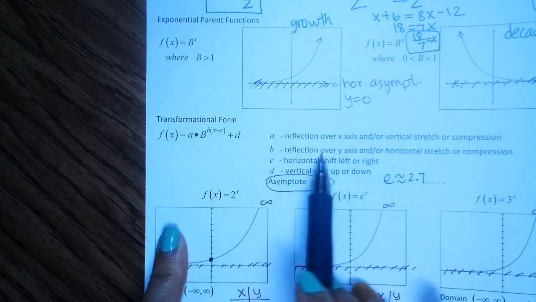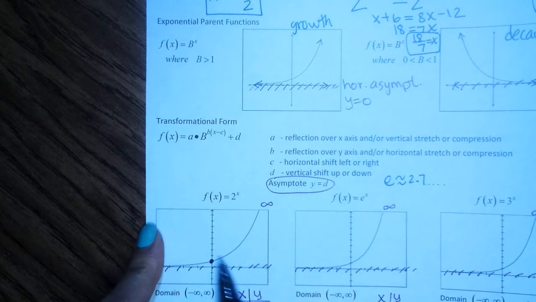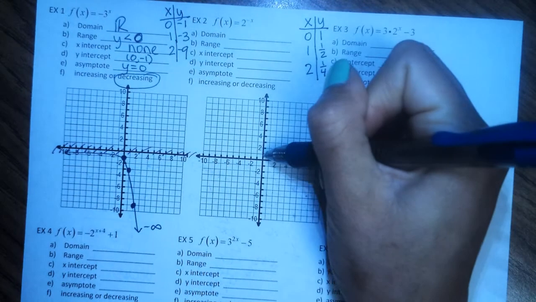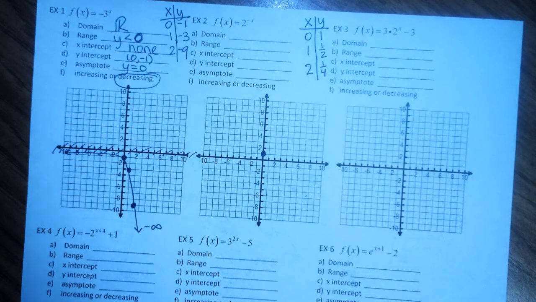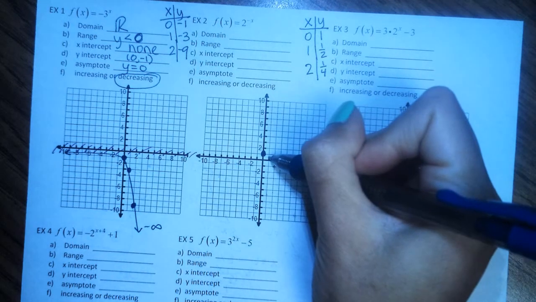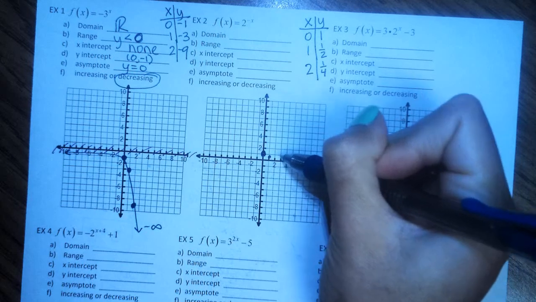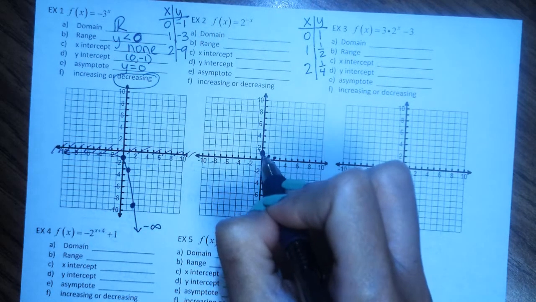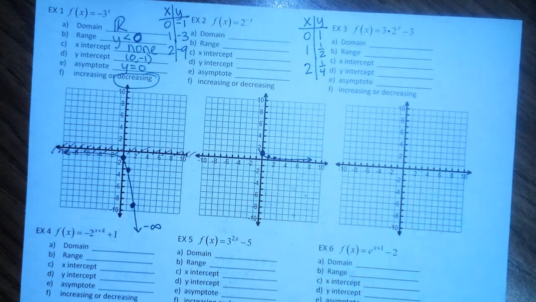The b is negative, so reflected over the y-axis. So it's just going to look this way. Let's graph it. 0, 1. 1, 1/2. 2, 4. So it's going this way. The asymptote is still y equals 0.